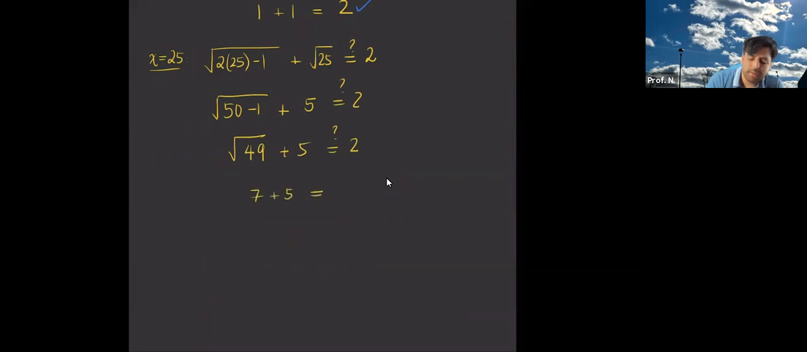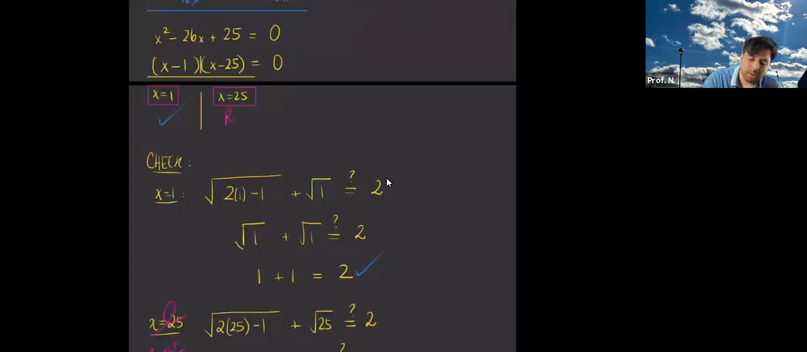Does 7 plus 5 equal 2? Absolutely not. So 7 plus 5 does not equal 2. So this x equals 25 must be rejected. Sorry. We must reject. Why? Because this solution gives me nonsense. It doesn't give me the correct true equation that I started with. So this one does not work. So I have to reject it.